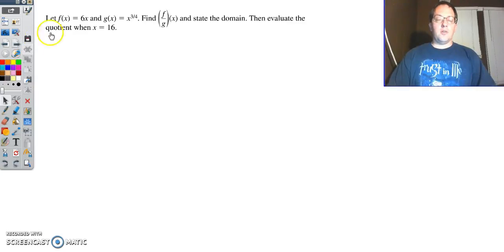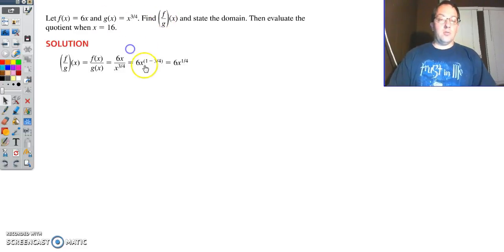All right, so now let's take a look at the division. So f divided by g of x. And here we have f of x is 6x, g of x is x to the 3/4 power. So we're just going to divide those. Not too bad. 6x over x to the 3/4 power. This has an exponent of 1, so you subtract your exponents. And you end up with x to the 1/4 power. There's 6 times x to the 1/4 power.